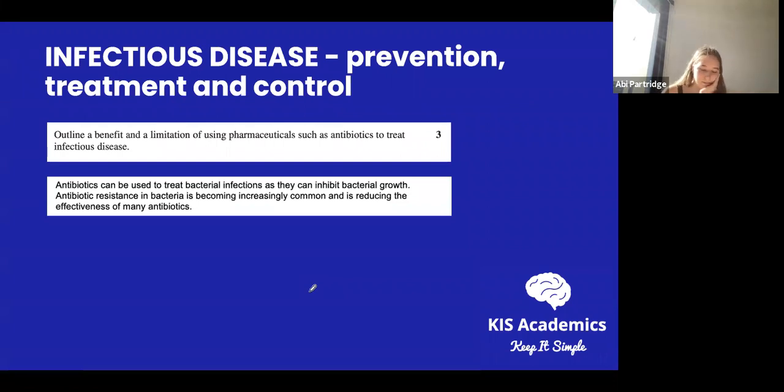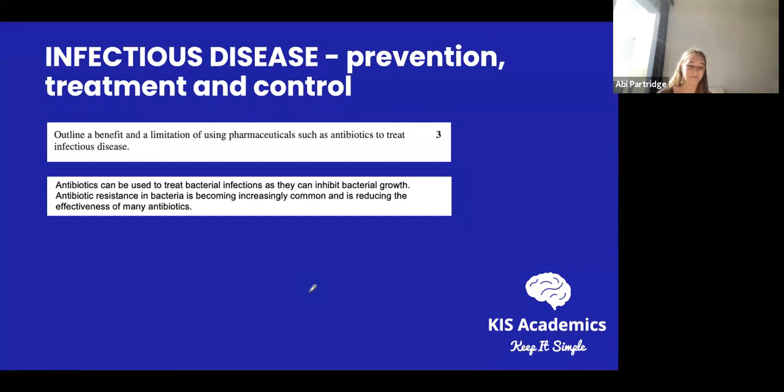So they've sort of combined the benefit and the definition kind of. It's saying antibiotics can be used to treat bacterial infections as they inhibit bacterial growth. So you could split that up into 2 sentences and sort of just talk about how antibiotics work, like antibiotics are a sort of drug that inhibit bacterial growth. And then you can say a benefit. You can really be very explicit. Just be like, benefit is that they are used to treat bacterial infections and stop people dying from bacterial infections.